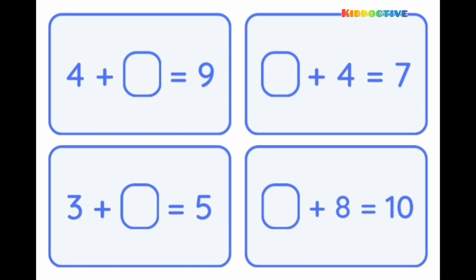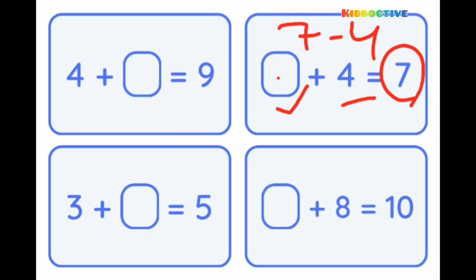Now we are going to do the second one. In the second one, the first one is missing, the second one is given, and the bigger one is given. So we need to find out the smaller one. So 7 minus 4 equals 3. So 3 plus 4 equals 7. So 7 minus 4 equals 3.